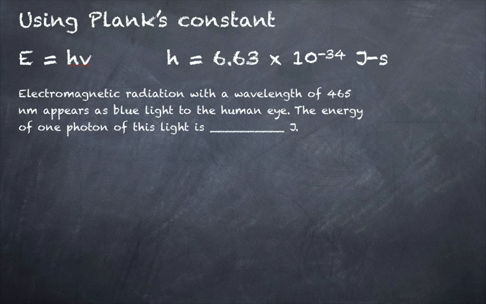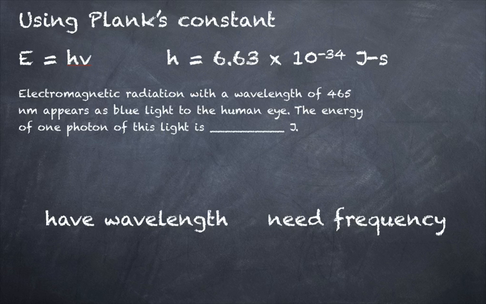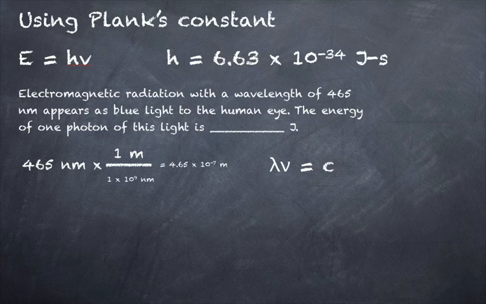So we have to use the other formula from this chapter, which was the speed of light formula, in order to determine this. If you're given the wavelength, you can't put it directly into this energy equals h nu relationship. You're going to have to go back to the other one first. So if you remember, speed of light is c = λν. Lambda is the wavelength. Nu is the frequency.